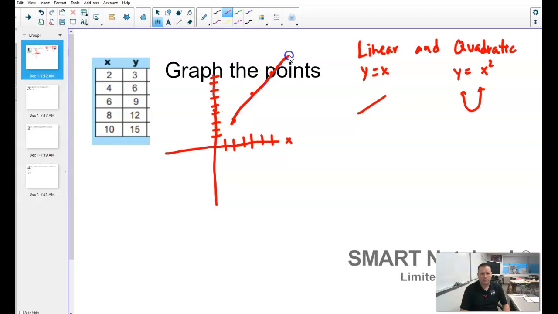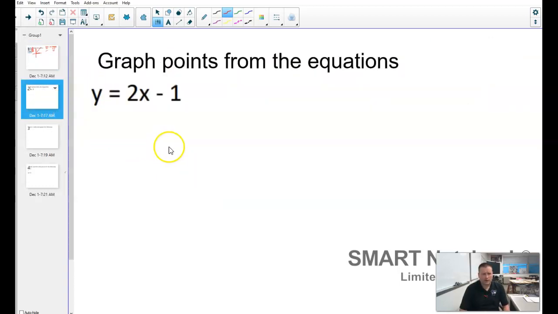If we connect everything, we don't necessarily have to connect everything. It could just be a bunch of points. Just a reminder, this is the point 2, 3. Remember, it's always x, y. This is the point 4, 6. This is the point 6, 9, 8, 12, and so on and so forth. So those are just all points that we have there. Okay. Again, tables are just points. Let's look at another one here.